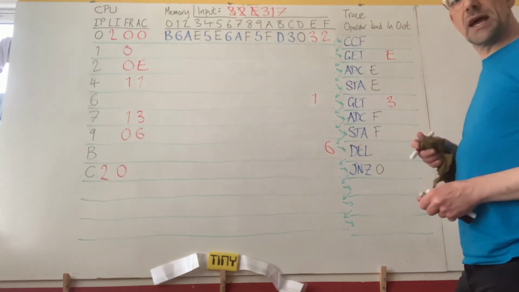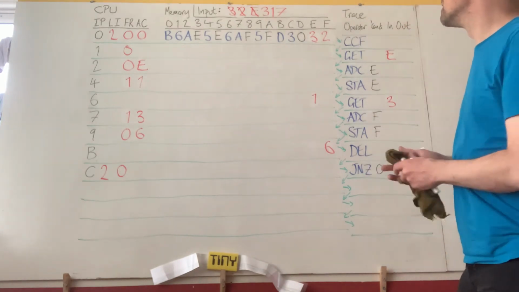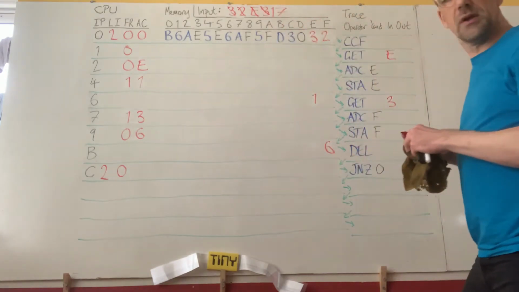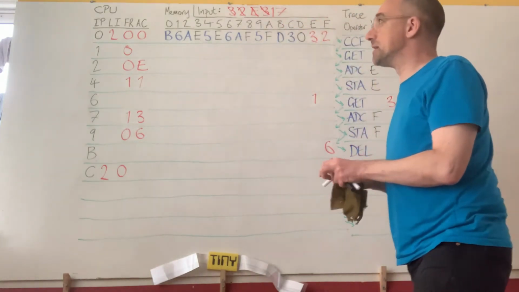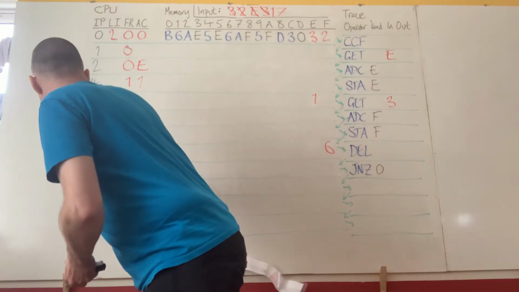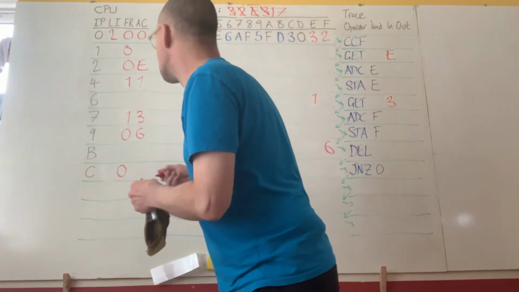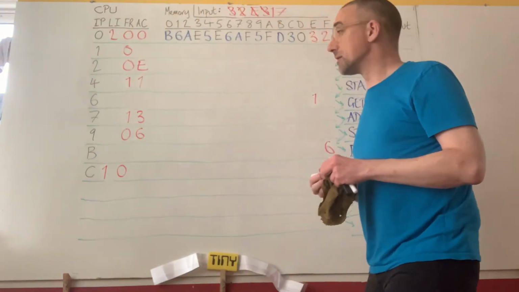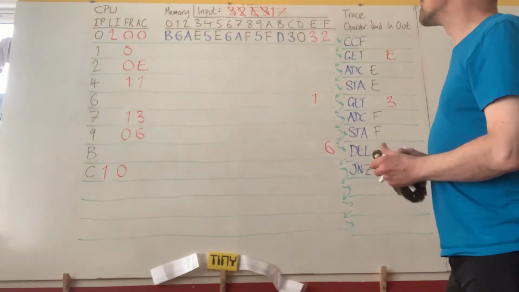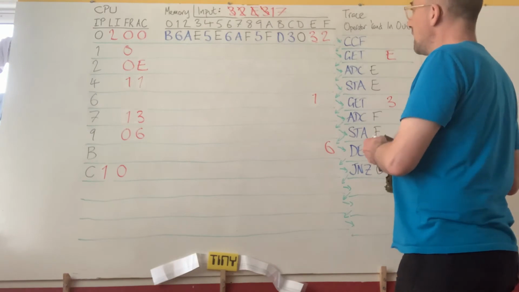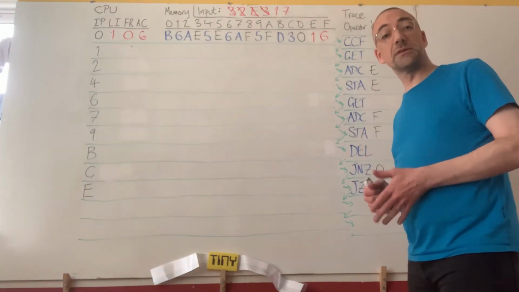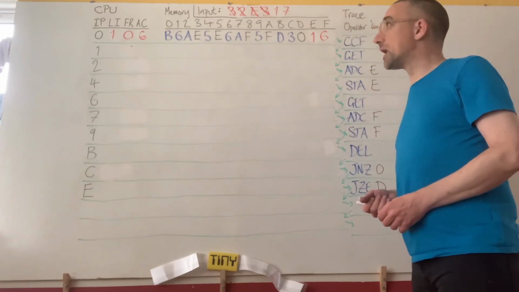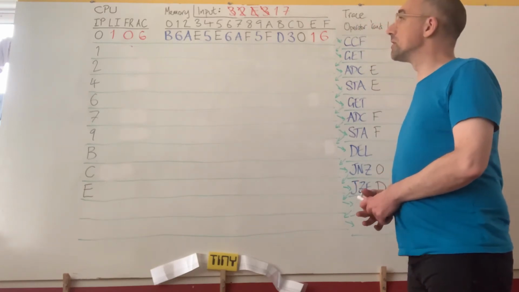Okay, so we decrement the loop index. Oh, before that, I should make sure I've crossed off my input. We're decrementing the loop index, and that goes down to 1, which is still not 0. So we're going around again. That was a messy jump cut, but I've taken the opportunity to clean up the board, ready to do the last iteration of the loop.